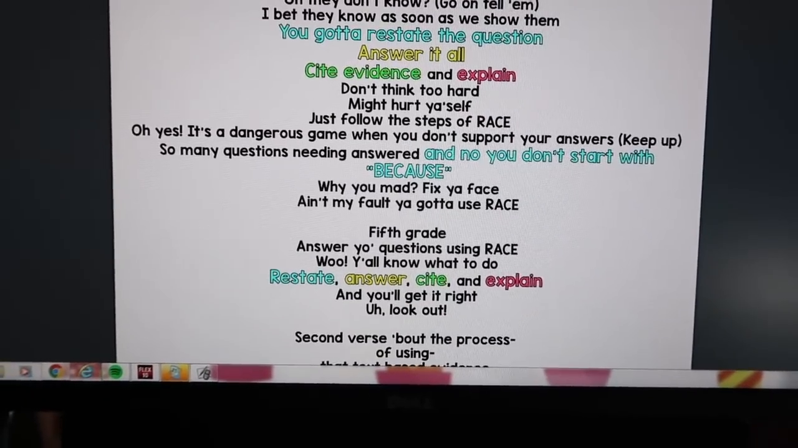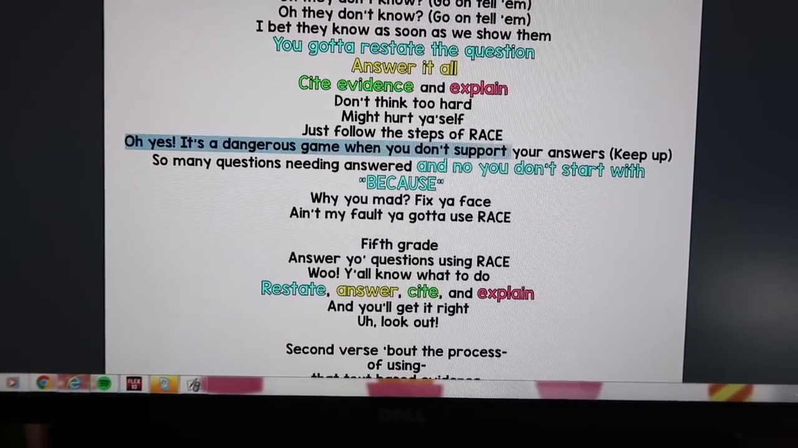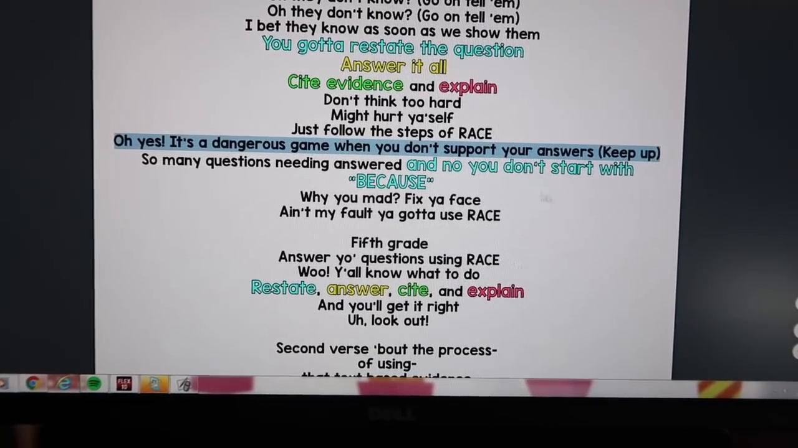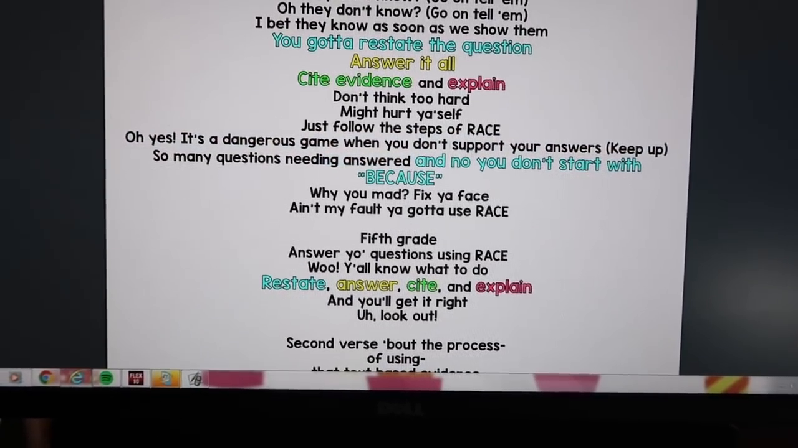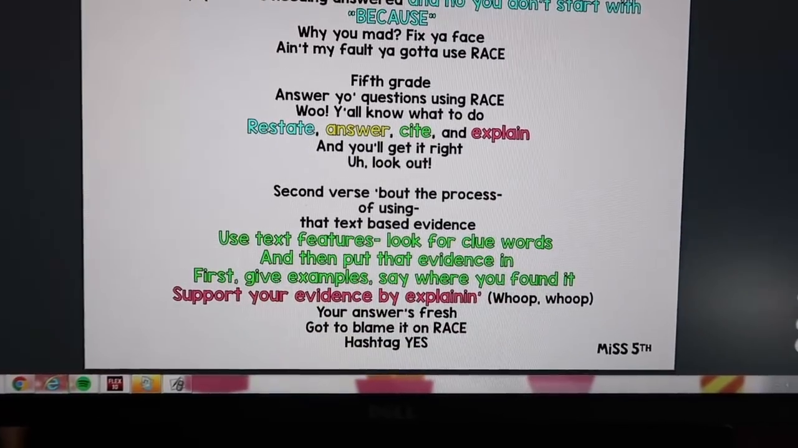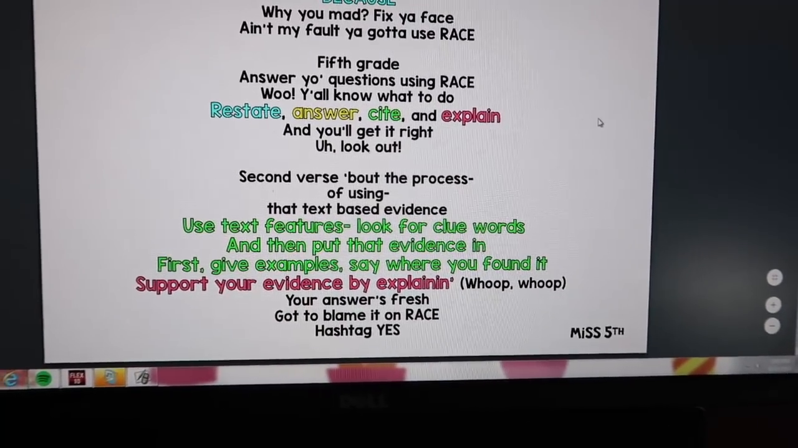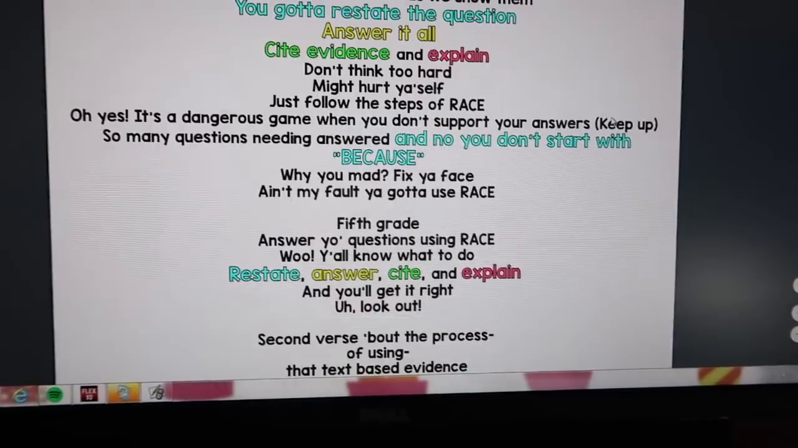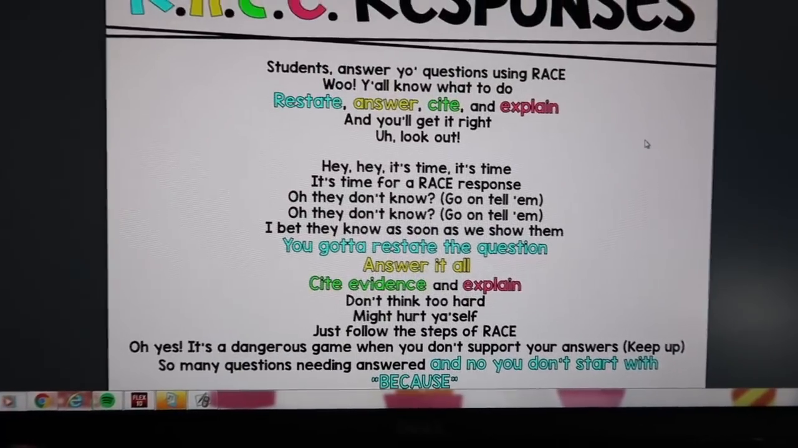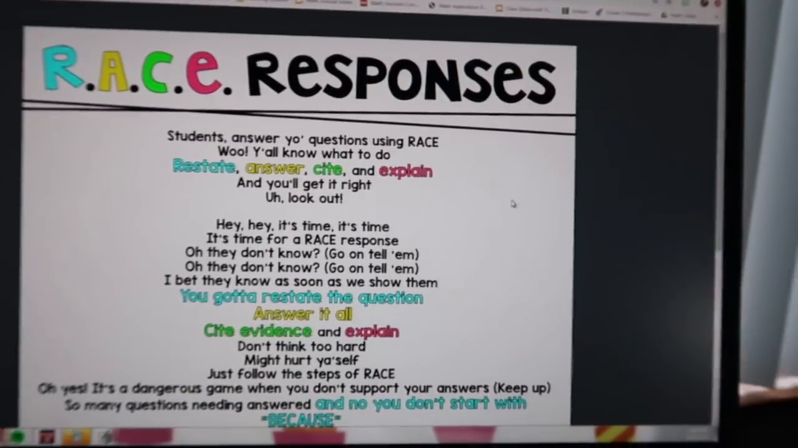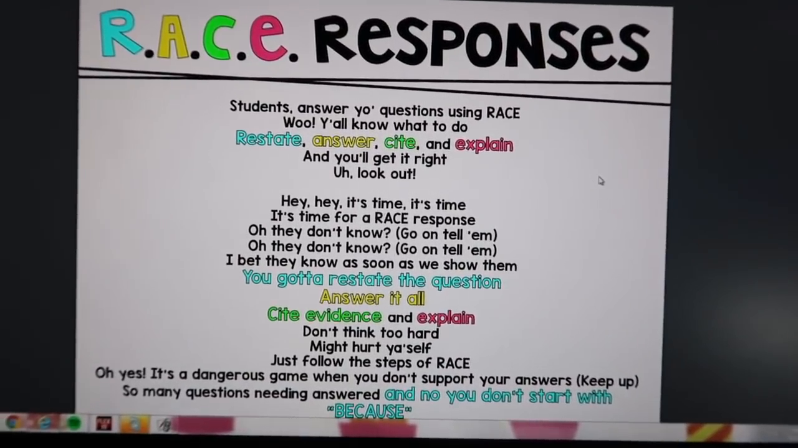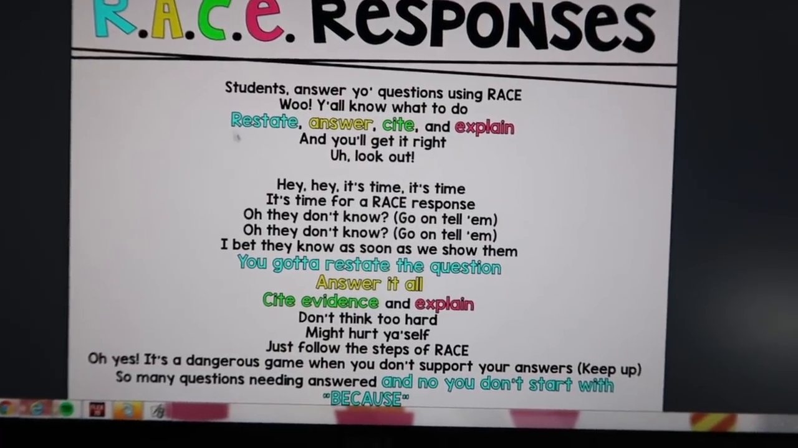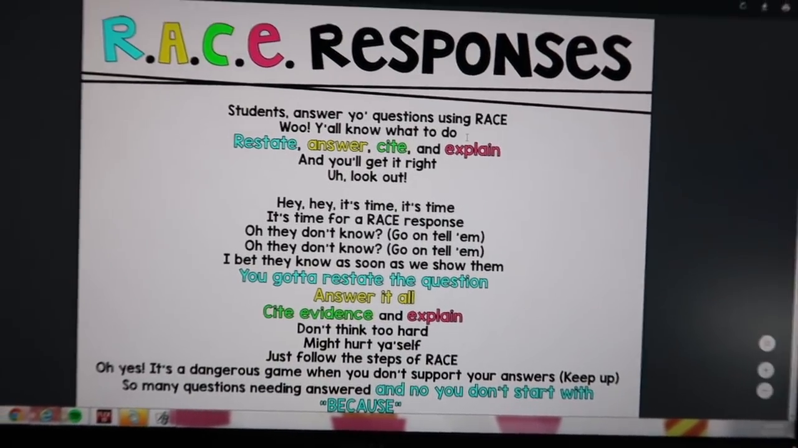Especially this whole part right here is really fast. And it didn't highlight this part too, but this whole part right here, and then pretty much this whole second verse is really fast and really kind of hard for them to get down. But the most important thing is that they understand what RACE stands for, and so they all have this part down right here, the chorus part.